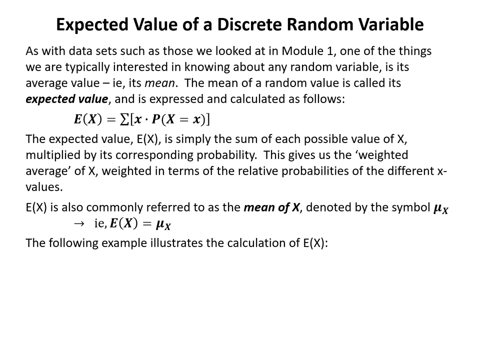E of X is also commonly referred to as the mean of X, which is denoted by the symbol mu subscript X. In other words, E of X equals mu subscript X. They're interchangeable terms, and it's a very good idea that you're comfortable with switching from one to another, because you'll see both E of X and mu of X used interchangeably in common statistical discourse. You definitely want to be comfortable with those two terms being used to represent the same thing. The following example illustrates the calculation of the expected value of X.